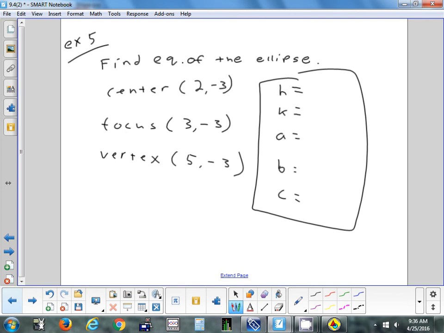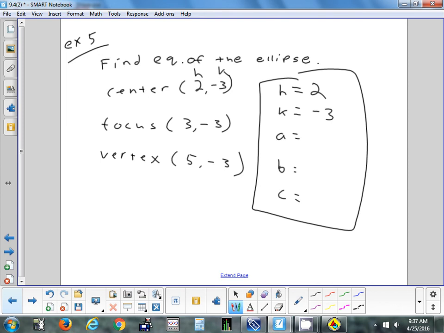All right, so now when you find the equation, you still have to find A, B, and C, but you also have to find H and K. H and K are usually very, very quick to find. Anyone think they can tell me what H is going to be? 2. And K is -3. Remember, H and K are just the coordinates of the center. That's H, that's K. There's usually no arithmetic you need to do to find that.